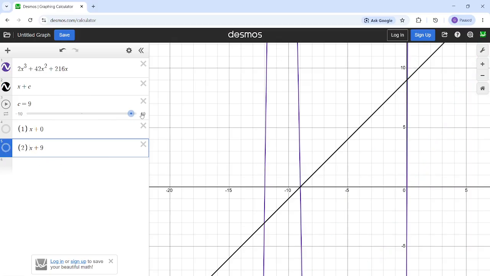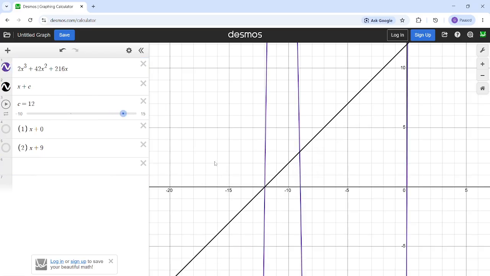And then if we move the slider a little bit farther, you have one more point right here. When c is equal to 12, we can see that they are again crossing the same place. So c here is equal to 12, and the third factor is x plus 12, all right? Now we have found three values of c: one is 0, the second is 9, the third is 12.